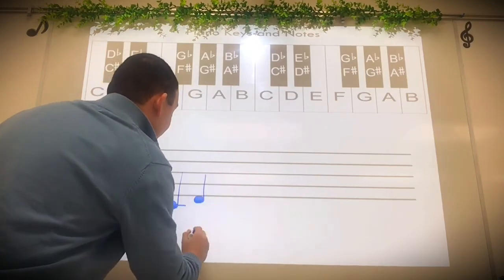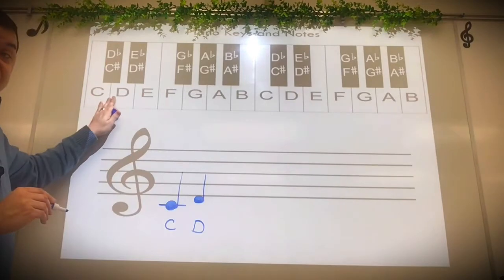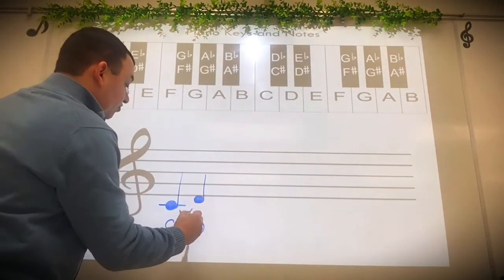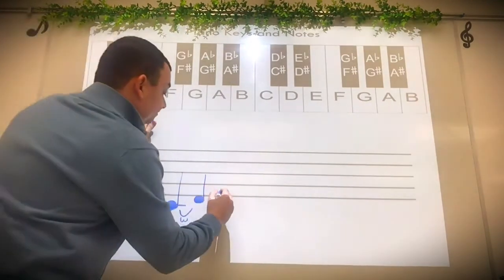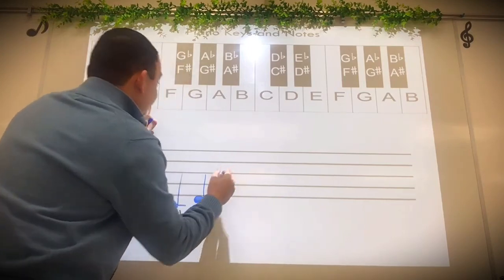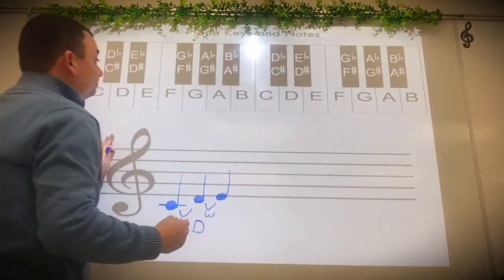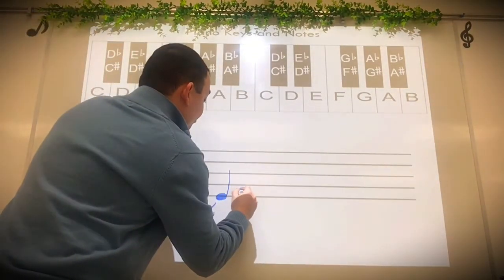When we talk about scales, we also have to talk about intervals. The distance from C to D is a whole step. So I'm just going to write W for whole. Then the next scale degree would be E. It's right here on the bottom line of the treble clef staff. And the distance between D to E is also a whole step. The next note would be F on the bottom space of the treble clef.